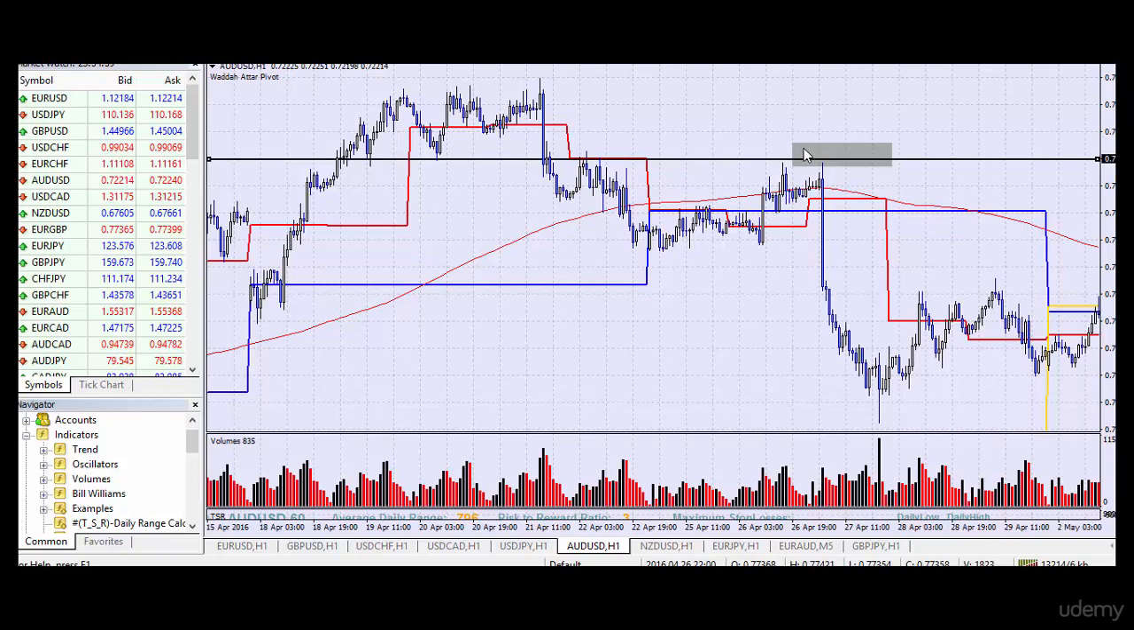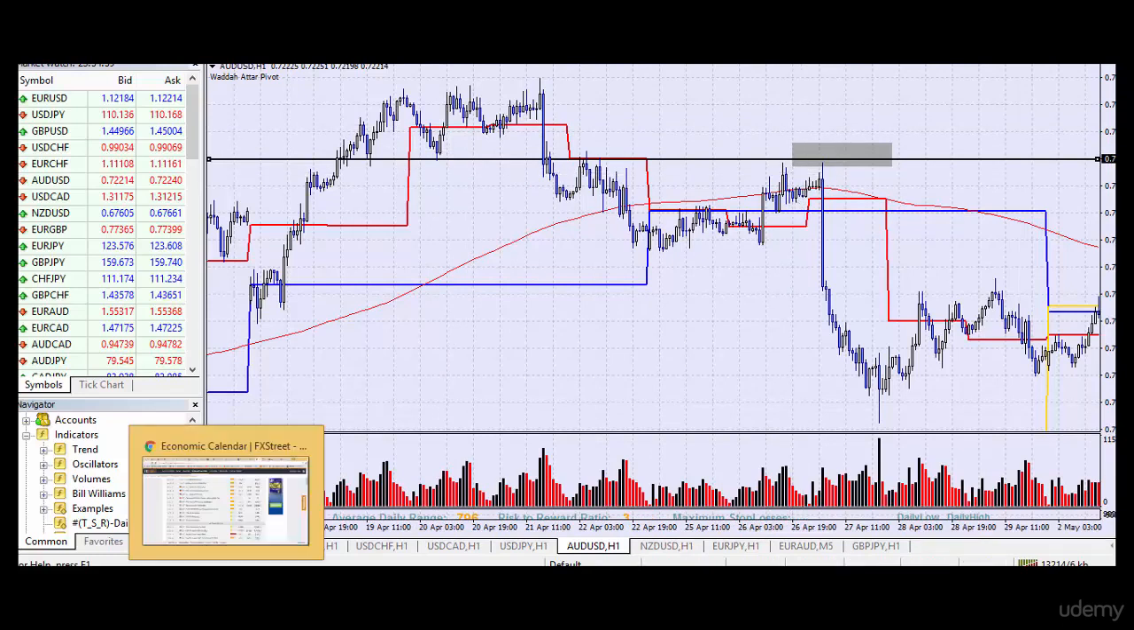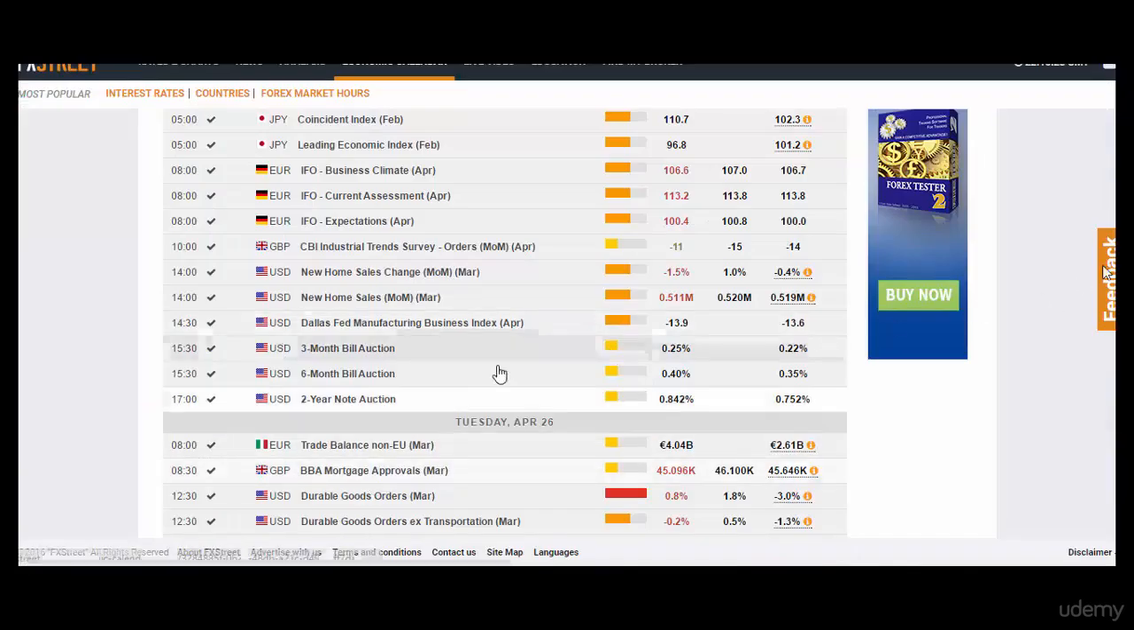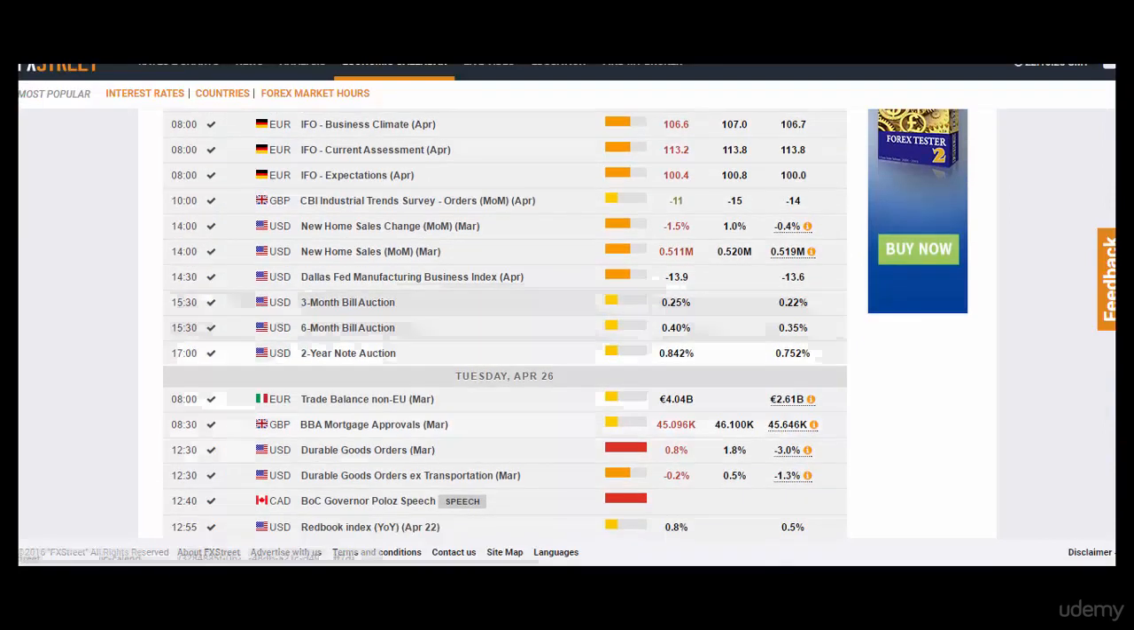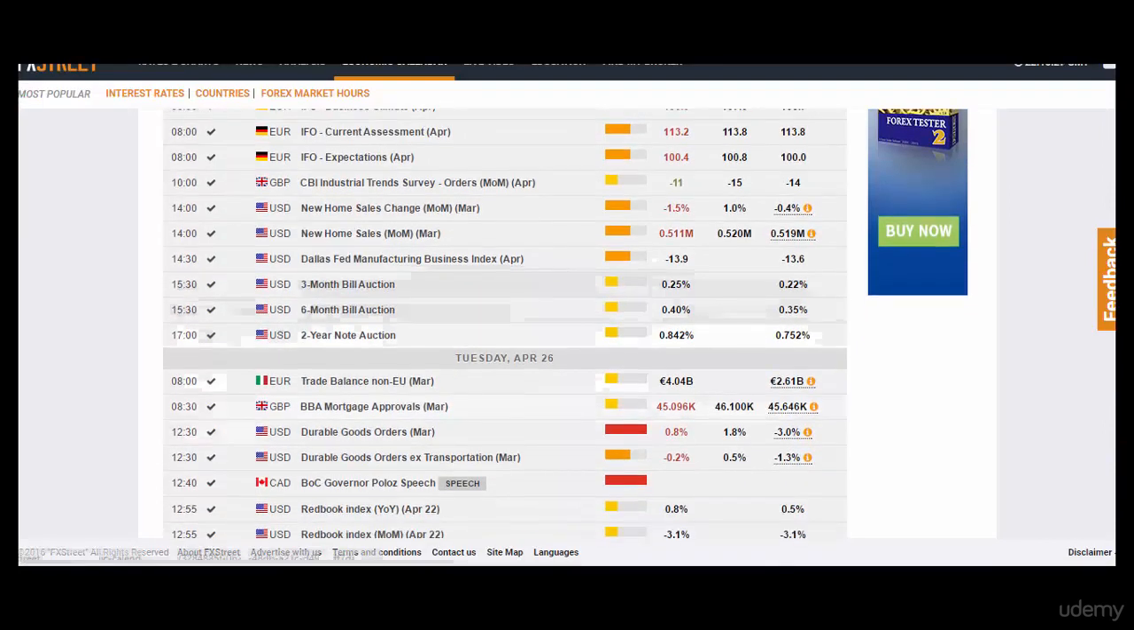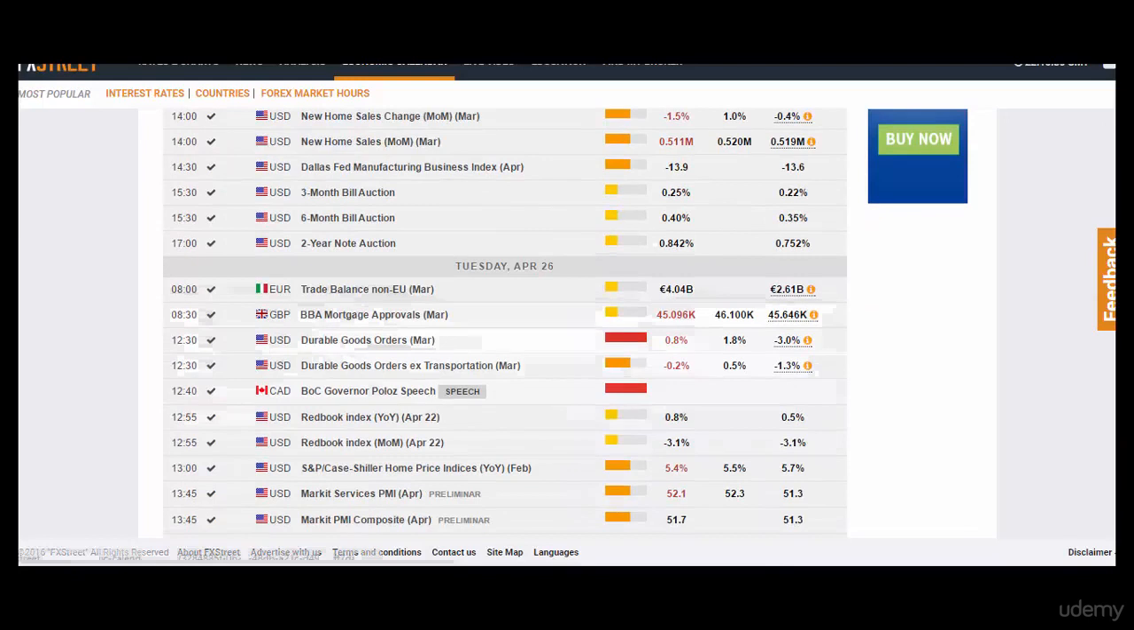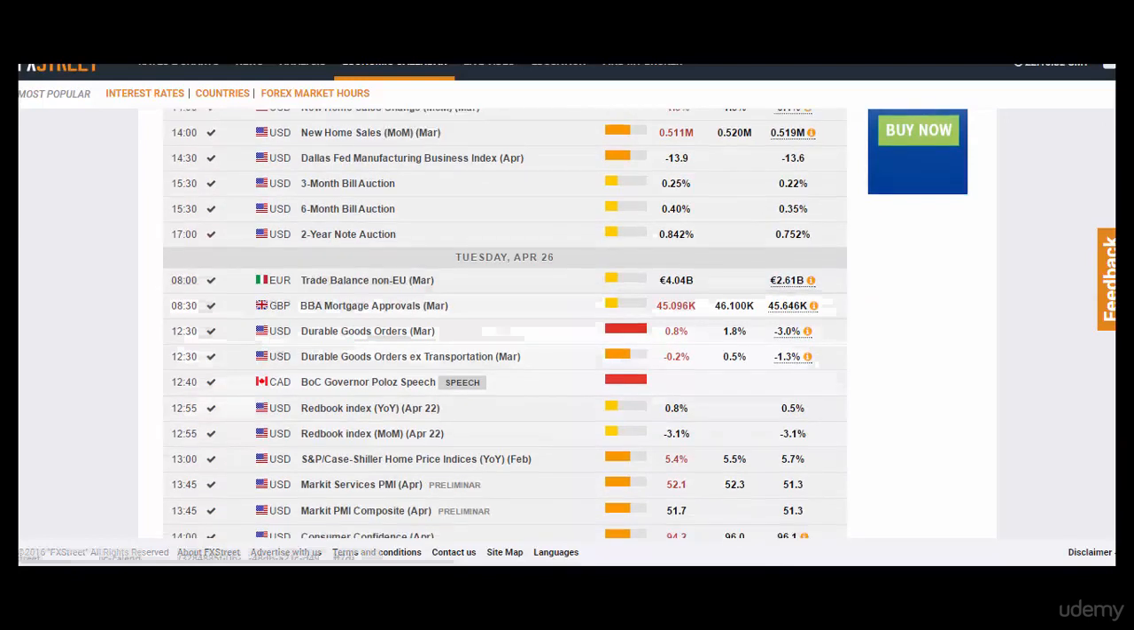So what we're going to do is go to the economic calendar. Say, for example, this is the 26th of April, and we're going to look for the 26th of April. And we're going to look to sell the market before a fundamental announcement. You can sell the market after the fundamental announcement, or you can trade before. It just depends on the risk and the analysis of the trade.